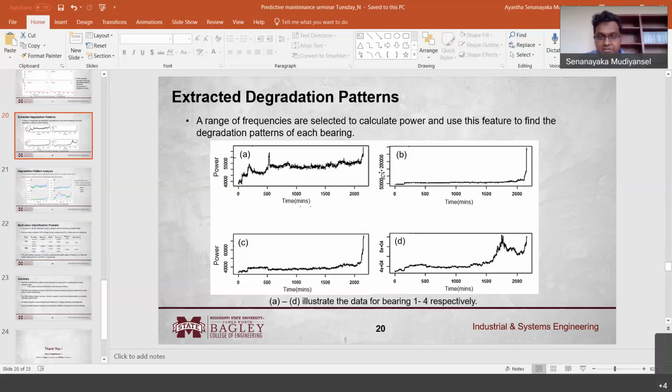For example, you see the power calculated for bearing 2 may end up somewhere around 50,000 to 20,000. But in bearing 3, the power is somewhere not in that.